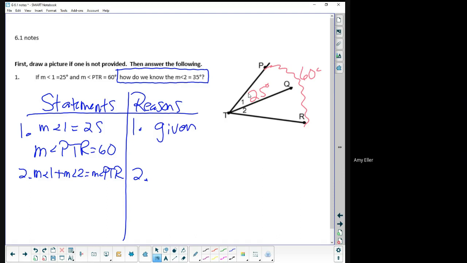Now this little m, we should write it, but I'm not going to take off if you forget it. That just means measure of. If you forget it, not a big deal. We're going to write about what we did. That's called angle addition postulate. You can abbreviate. Please don't abbreviate to AAP. That's a little bit too short.